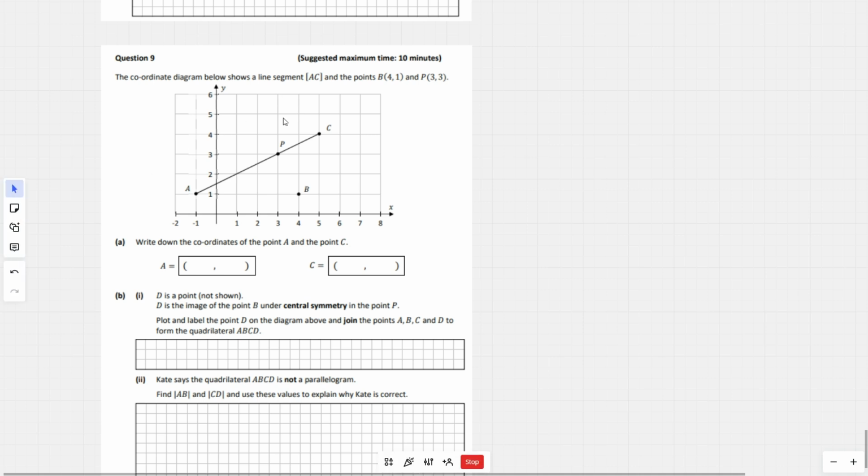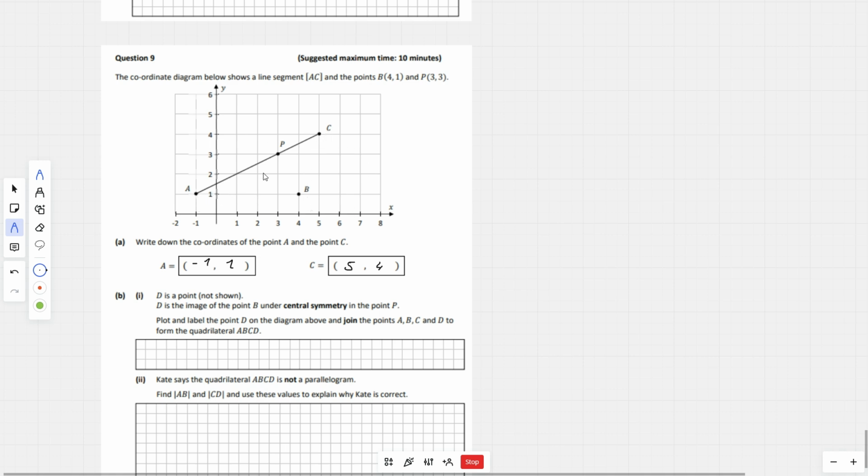The coordinate diagram below shows the line segment AC and the points B (4, 1) and P (3, 3). For part A, we have to write down the coordinates of the point A and the point C. With these, always X first and then Y. So A is (-1, 1), and for point C, it will be (5, 4). We always go across first, that will be our first point, and then up, that will be our second point.